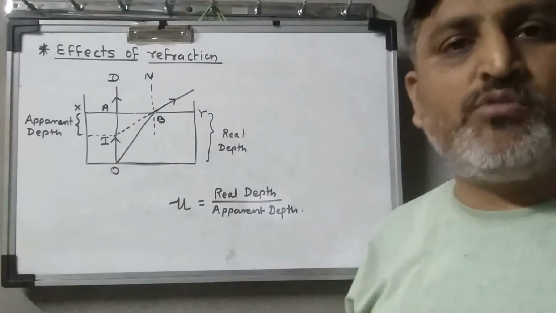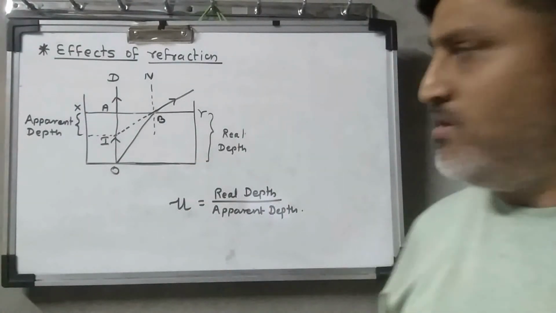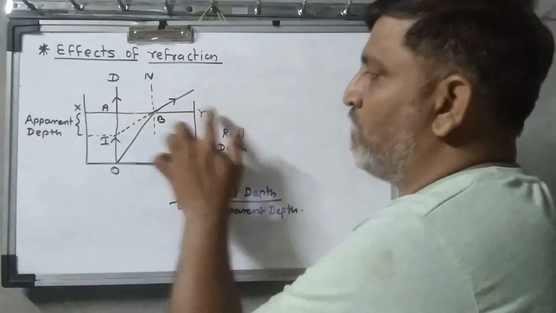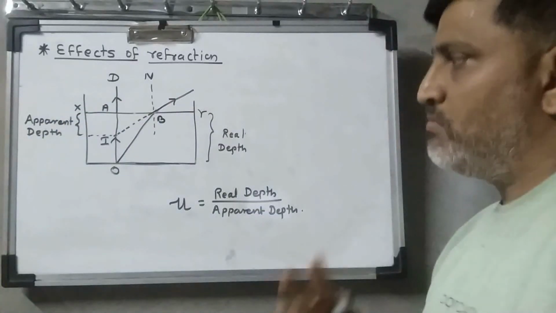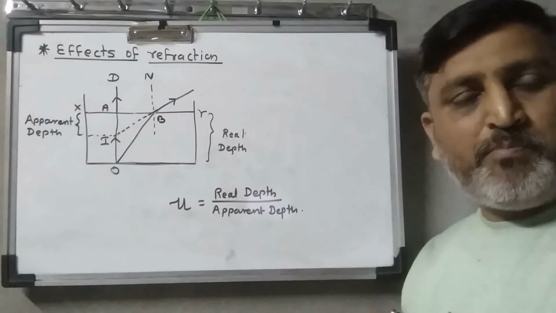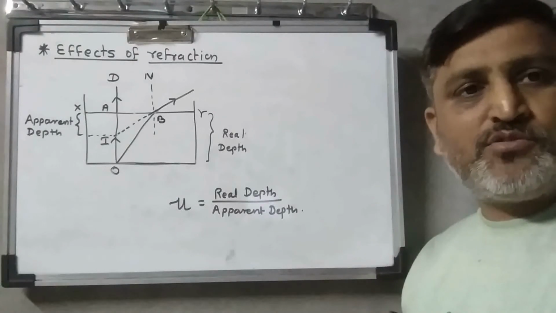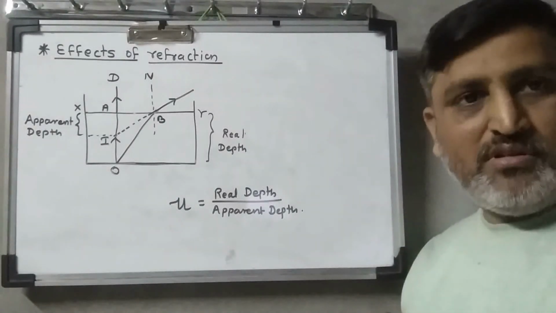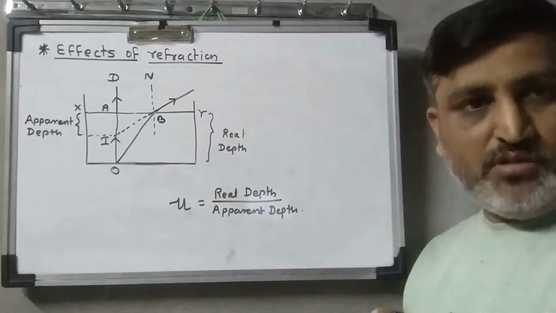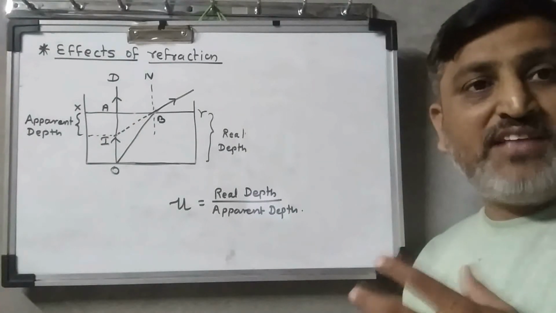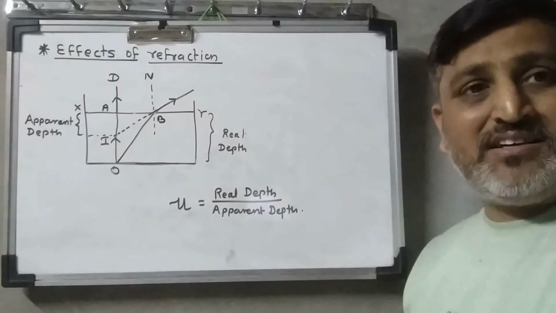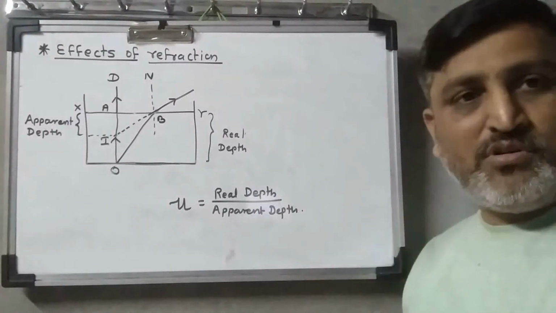Now we are going to study the effects of refraction. Assume that here is a water container, and the water is filled up to the XY level. It is our common experience that the depth of the water seen from the top of a container appears to be lesser than the actual depth. We can't see the actual depth; we can see only the apparent depth. It appears lesser than what it actually is.